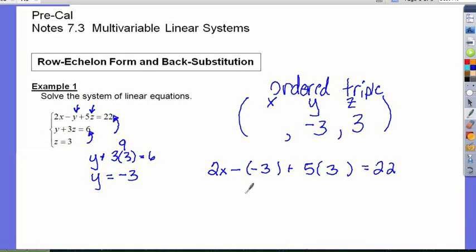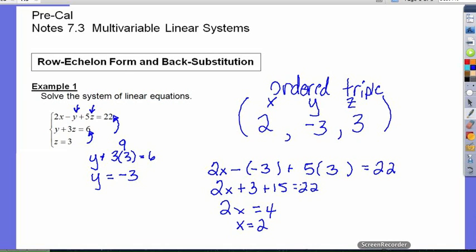And you need to sharpen up on your algebra skills here. Solve that for x. That's 2x plus 3 plus 15 equals 22. 2x, 3 plus 15 is 18. Subtract that from 22. That's 4. And so x equals 2. And there is your solution. There's your ordered triple: 2, negative 3, and 3.